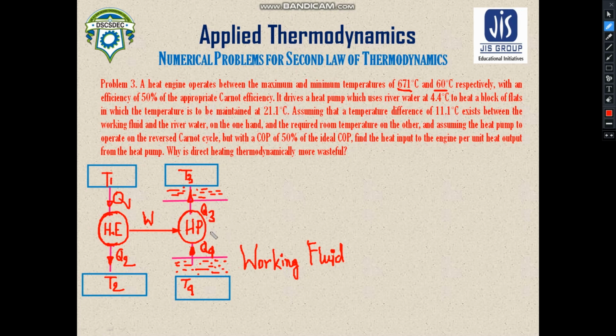Now what is the heat pump doing here? It is heating up the river water. The river water is at 4.4 degrees Celsius, and then it heats up. The heat pump heats up this river water and sends it to the flats at a temperature of 21.1 degrees Celsius. So here this one and this one is the temperature of the river, and here the working fluid temperature is mentioned.